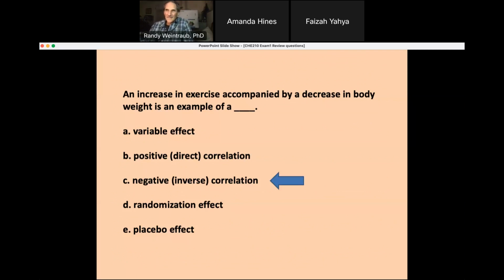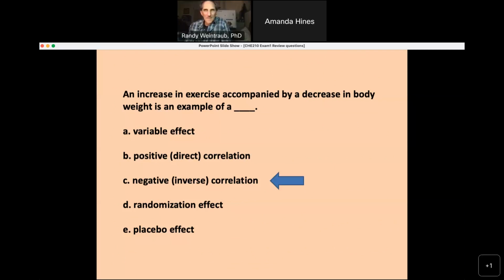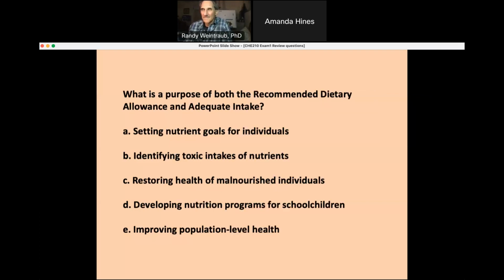It doesn't prove anything yet. It just seems there's a correlation there, and it's an inverse one as opposed to a direct. Direct one would be increase this and the other variable increases, or decrease this and the other variable decreases. The dependent variable decreases.